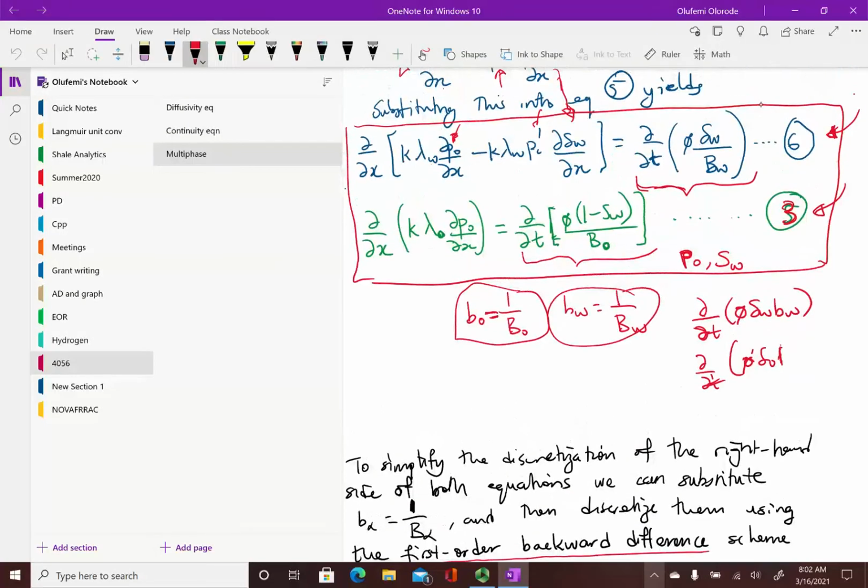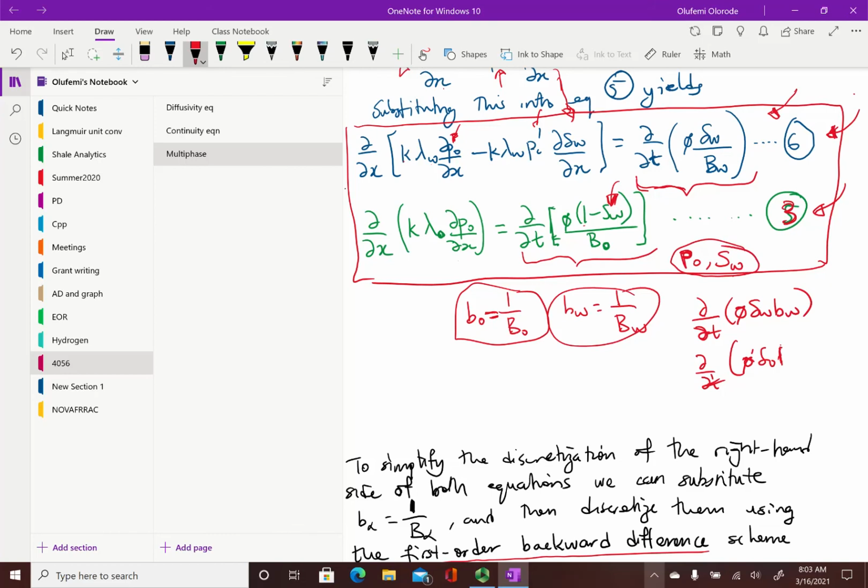Okay, so this is where we stopped the last time. We expressed the water equation in terms of P naught. And now we're just rewriting equation 3, the oil equation, in terms of SW, because, like I said, SO is just 1 minus SW. So nothing special. These are the two equations, and now they are clearly in terms of oil pressure and water saturation. So it's two equations in two unknowns.